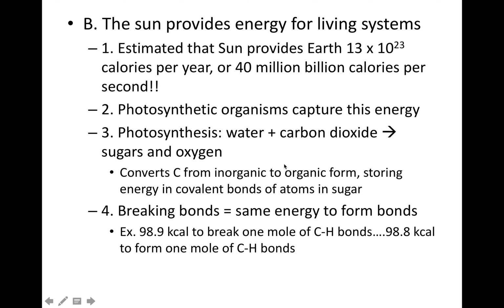Now, the ultimate source of energy for us on Earth and for all living things is the sun. It's estimated that the sun provides Earth 13 times 10 to the 23rd calories per year, or 40 million billion calories per second. We rely on photosynthetic organisms to capture this energy. And if you don't know what photosynthesis is, we take water, CO2, and sunlight, and we make sugars and oxygen. So we're basically taking carbon from this inorganic form, CO2, and converting it into an organic form, sugar, and storing energy in those covalent bonds of atoms in sugar. When we store the energy in covalent bonds, we're storing it as potential energy, the ability to do work.